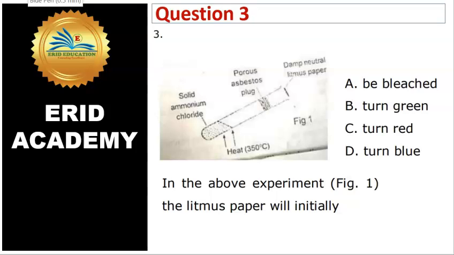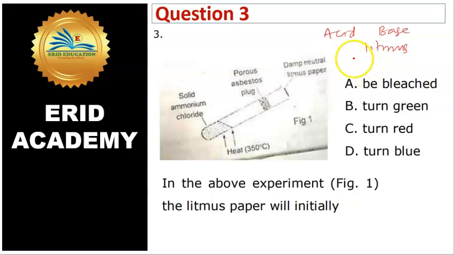In the above experiment, the litmus paper will initially: A, be bleached; turn to green; turn to red; turn to blue. Now, to answer this question correctly, you will need some basic principles. You will need to remember the effect of acid and base or alkaline on litmus.